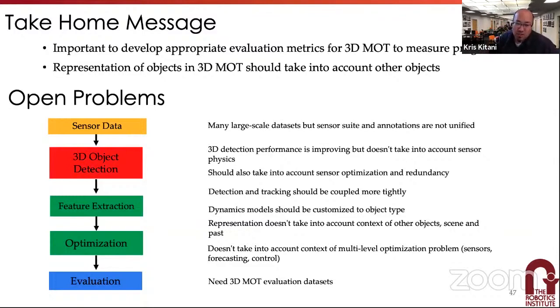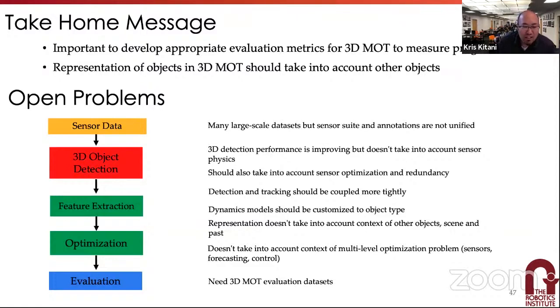Other important issues are sensor optimization, and I put redundancy here. I think this is something that's important in industry, but really we haven't seen in computer vision work: what are you going to do when one of your sensors breaks? Will your system still work? I think that's an open area of research. Detection and tracking should be coupled. The dynamics of objects, when you consider tracking and forecasting, I think that needs to be modeled with more care.